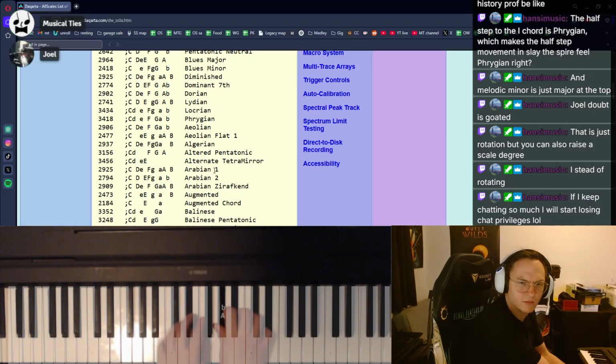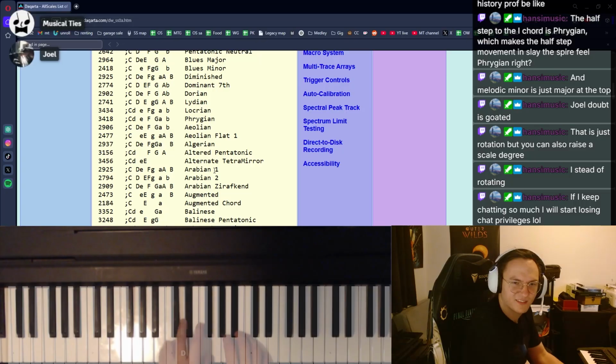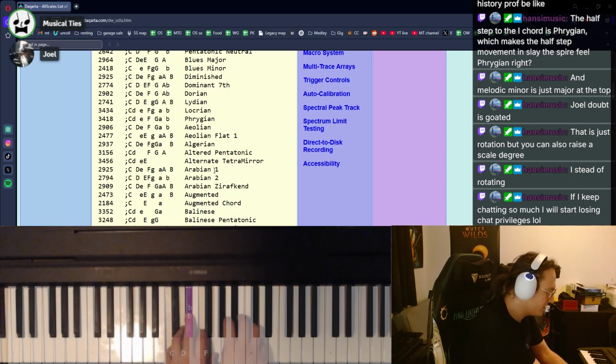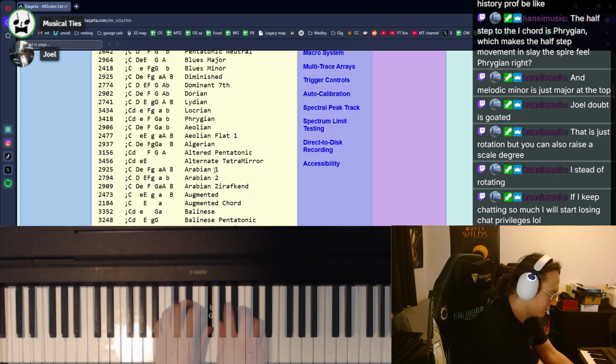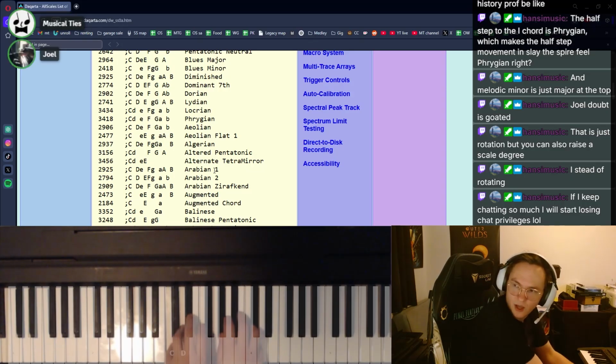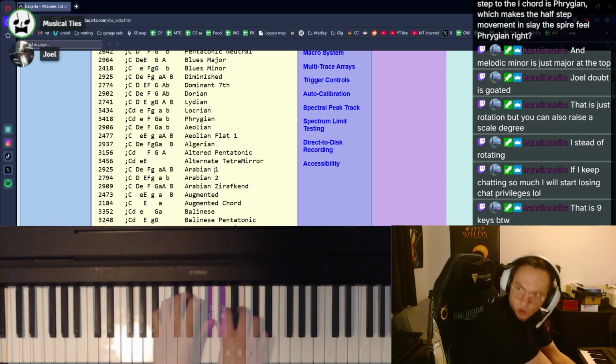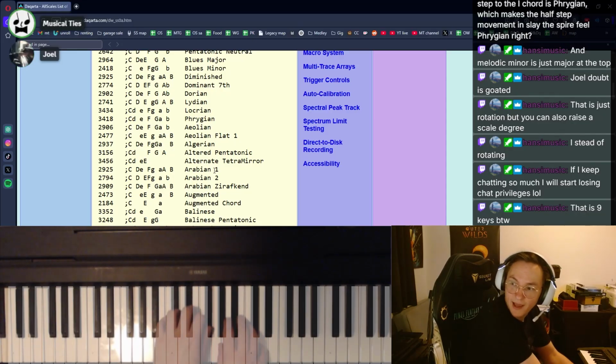Interesting. So you have a minor tetrachord. What is this? It's the same tetrachord back to back. So you have a whole step, half step, whole step. Then you have whole step, half step, whole step, back to back, a half step apart.